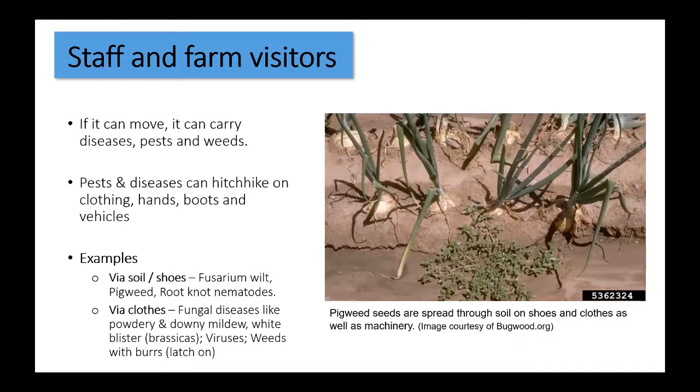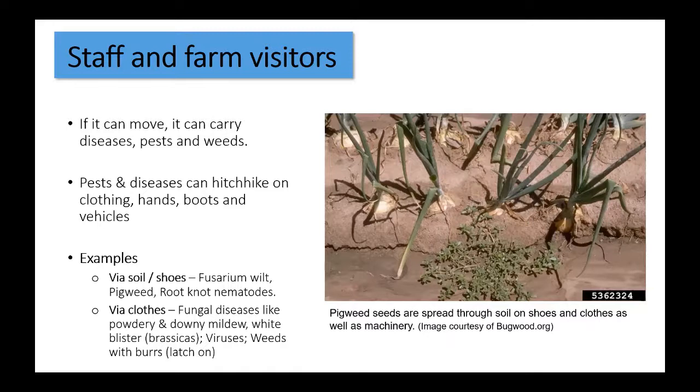So pretty much if it can move, it can carry pests and diseases onto your farm. They can hitchhike on clothing, hands and shoes, and it's practically impossible to know if you've walked through a paddock and brushed past a plant that's got a fungal disease and you're now carrying those fungal spores on your clothes or your shoes. So it's really important to manage this pathway appropriately.